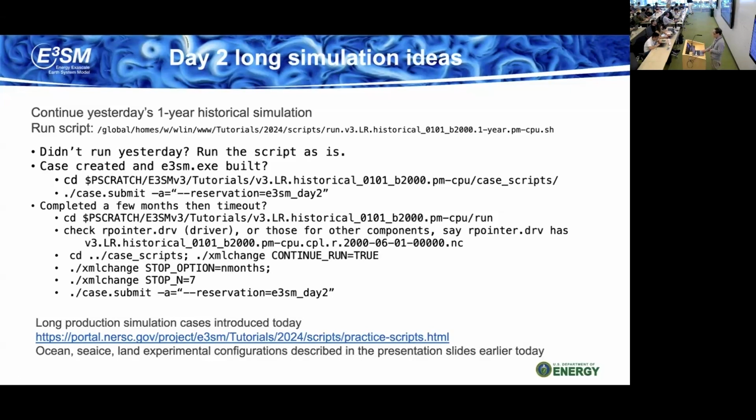So this is necessary. And then you change the stop option. That means how to apply this, the unit. The default script is a number of years. So we change to number of months and then match this number. So basically it's this number plus the month number in the restart, together is 12 months. Then the same, resubmit it with reservation 2.